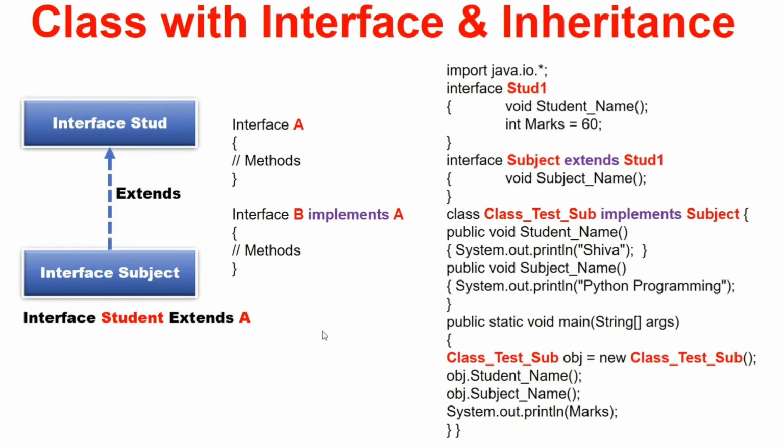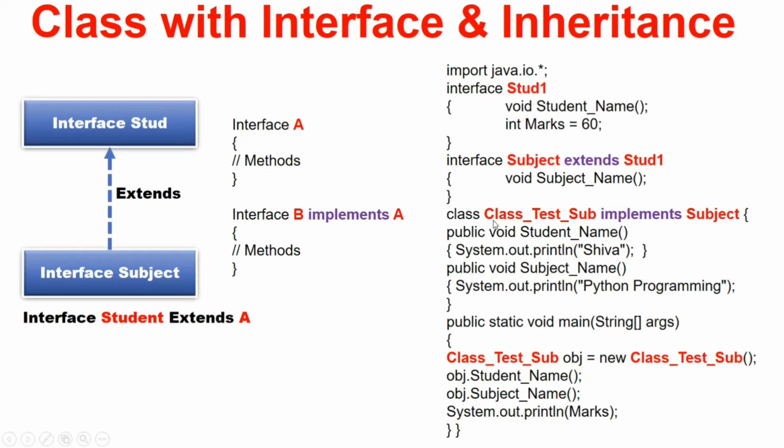Here we have used two interfaces. In the previous example we saw only one interface, but here we have two interfaces. Interface 1 is student and interface 2 is subject. The subject is going to extend the student interface, so the subject will have the subject property as well as the student property.